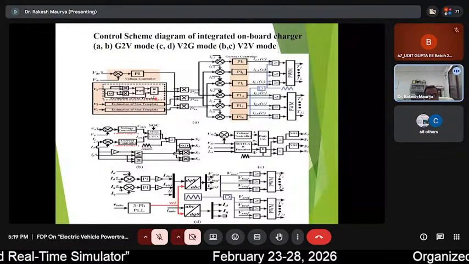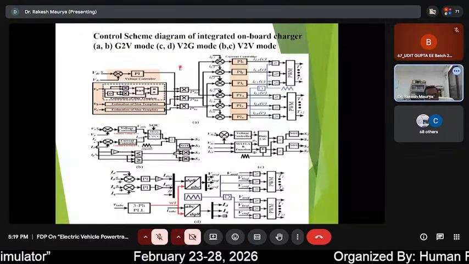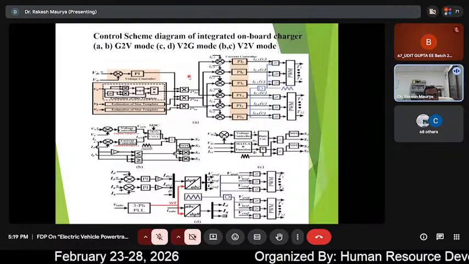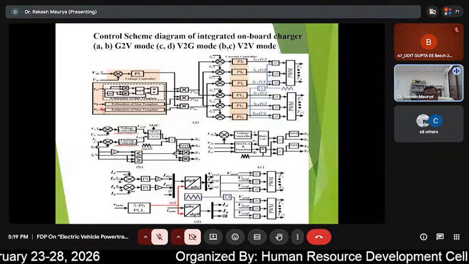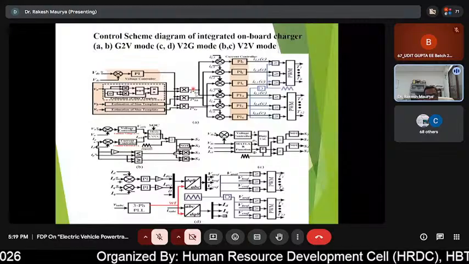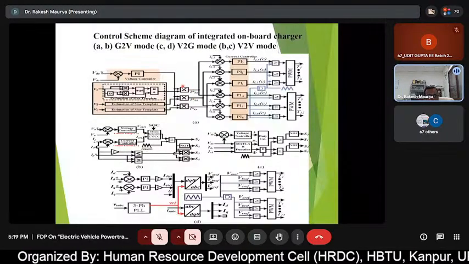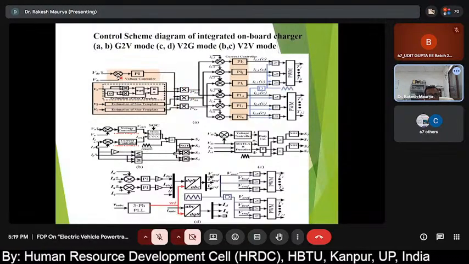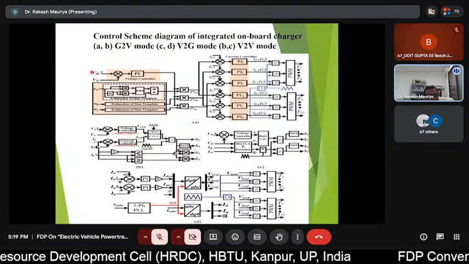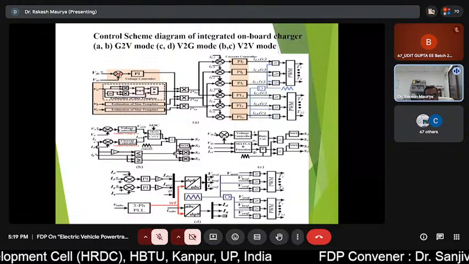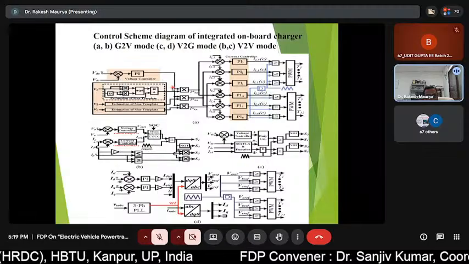If you see this particular circuit, probably everybody knows it. This is a simple PFC. Here we are generating the reference current. The DC link is compared with the reference voltage, and the error is passed through the PI controller.